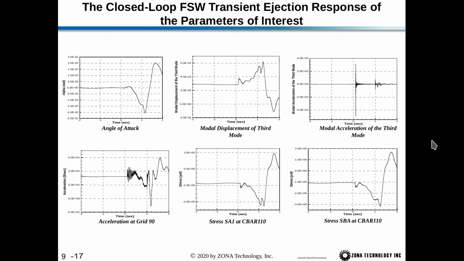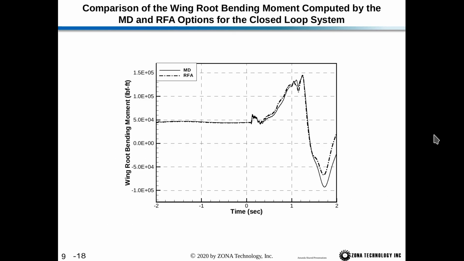And now if we look at the response, if we look at acceleration at grid 90, we can see when we drop the store, we have the same initial response, and then we also have a larger response here, which is due to the pilot command. And then after we drop the second store, we have a second large response. And then we'll look at the wing root bending moment, comparing once again the mode displacement option and the summation of force RFA option shown here.